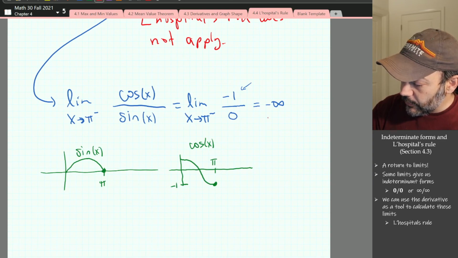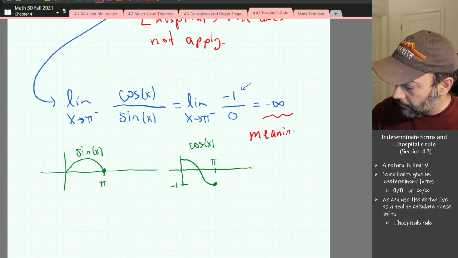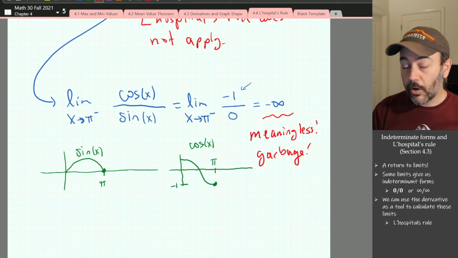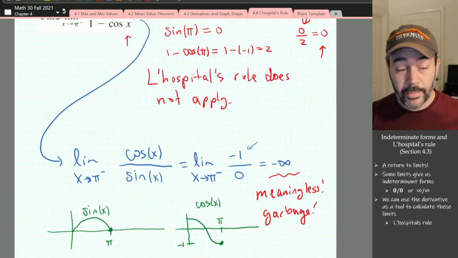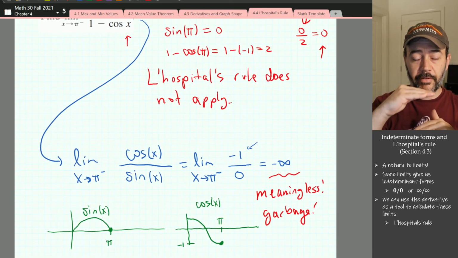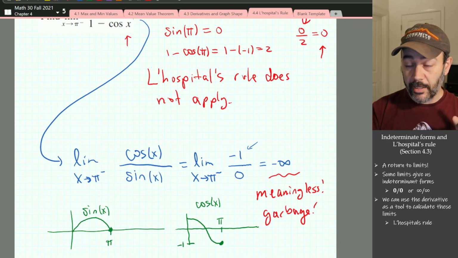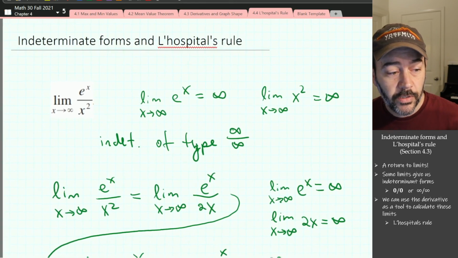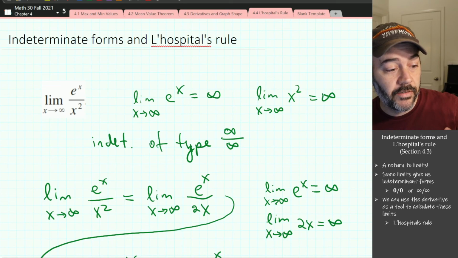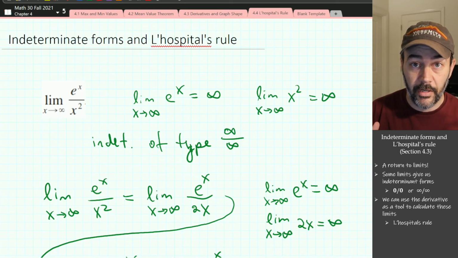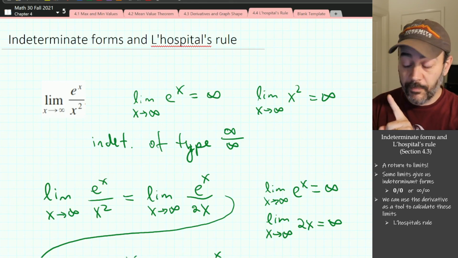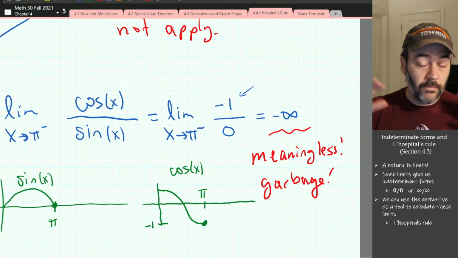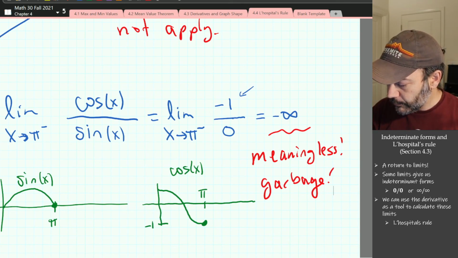This answer down here is meaningless. This is garbage. This is totally wrong. So that's the thing. If you get a limit of a function divided by a function, you must first check that it is an indeterminate form, like we did here. Remember this one. We first said the limit of the numerator is infinity, the limit of the denominator is infinity, and that's an indeterminate form of type infinity over infinity. Because of that, we can apply L'Hopital's rule. If you try to apply L'Hopital's rule in a place where it doesn't apply, your answer will be wrong, meaningless, and useless. Okay, so there you go.